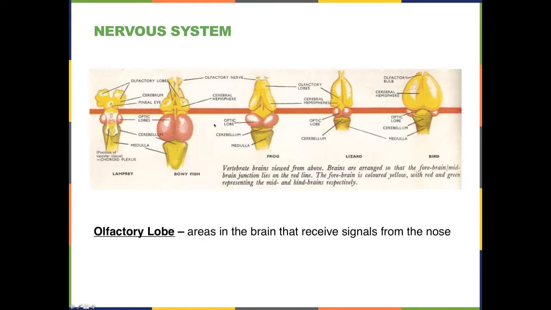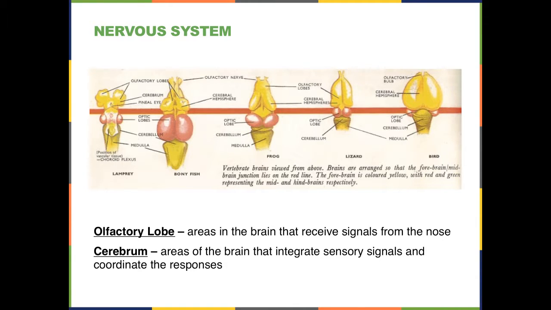Now, the olfactory lobe, here it is in the lamprey, is the lobe that receives signals from the nerve fibers in the nose, and it processes the sense of smell. The cerebrum is the part of the brain that integrates all the intake from the various lobes. So it integrates the optic lobe intake, the olfactory lobe intake, the various other intakes of the body, and it coordinates the responses to these sensory signals.